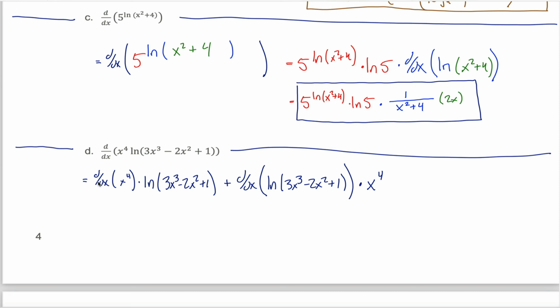There's 2 of these d over dx symbols. One over here, that'll be easy to take care of. One over here, that'll be a little bit more challenging. Over here, the derivative of x to the 4th power is just 4x cubed using my power rule. So I get 4x cubed times the natural log of 3x cubed minus 2x squared plus 1.